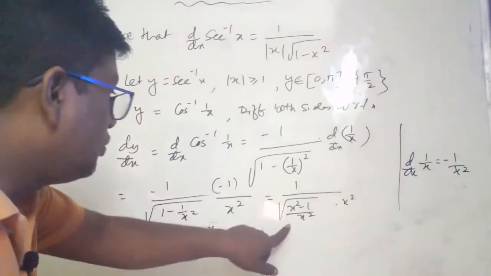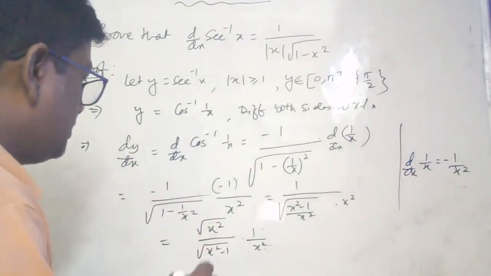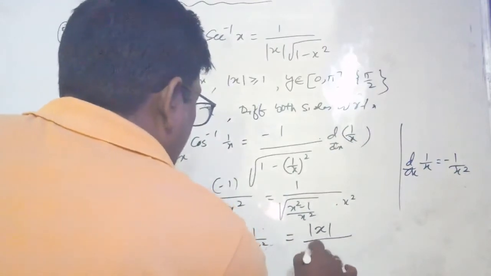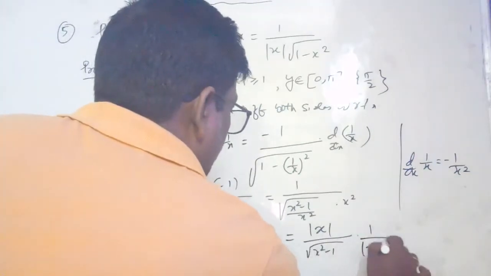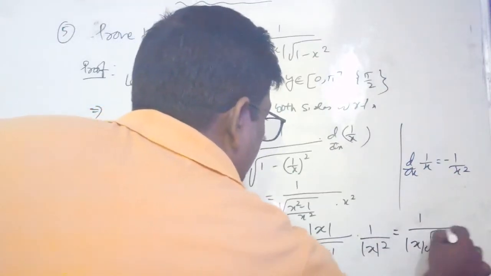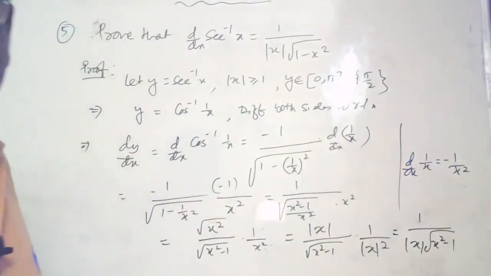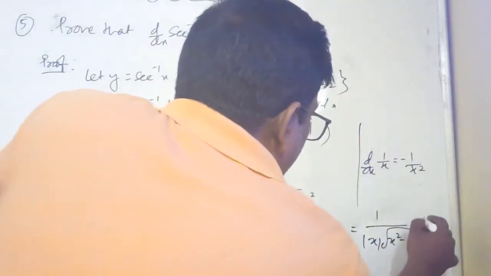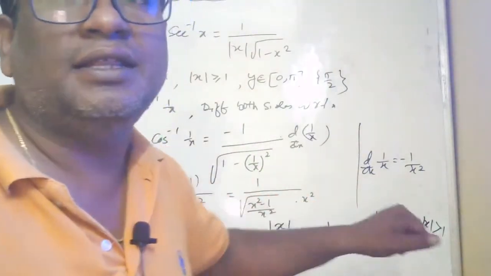Here, this is what? Root over x square. So root over x square goes upward, and this is equal to, we can write root over x square means mod x, divided by root over x square minus 1, and this is also written as x square means mod x whole square. So this cancels, that is 1 by mod x into root over x square minus 1, and its value is not equal to 0, not negative. So mod x greater than 1. If mod x is equal to 1, this is 0. So mod x greater than 1.